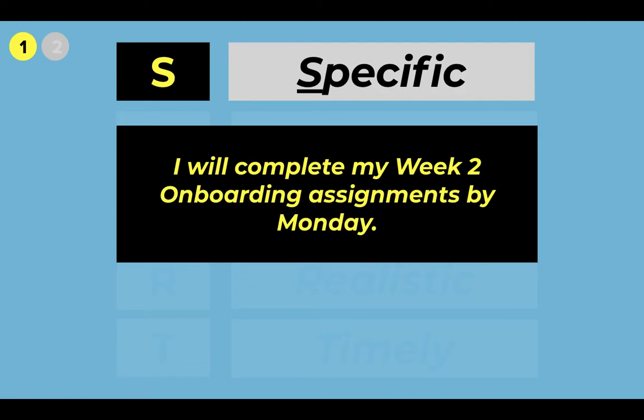So the biggest mistake people make is setting unclear goals. Goals should be black and white. It should be obvious if you've achieved them or not. For instance, I want to study more is not a good goal because it's unclear how much studying counts as more. Is it 5 hours? Is it 10 hours? And what will you be studying? The example on the slide is specific because either you've completed your assignments by Monday or you haven't. There is no in between.